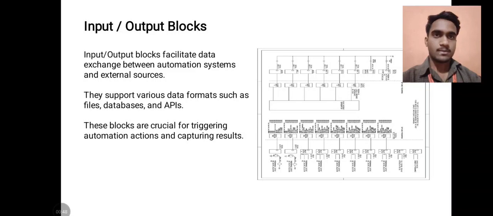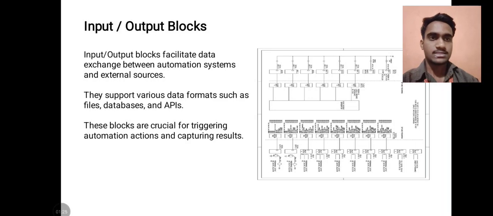There are different types of blocks. First we see input and output blocks. Input and output blocks facilitate data exchange between automation systems and external sources. They support various data formats such as files, databases and APIs. These blocks are crucial for triggering automation actions and capturing results. In the figure we have to observe that they have different types of formats. We give the input and then we get the output. They support various formats such as files, databases and APIs in the system.